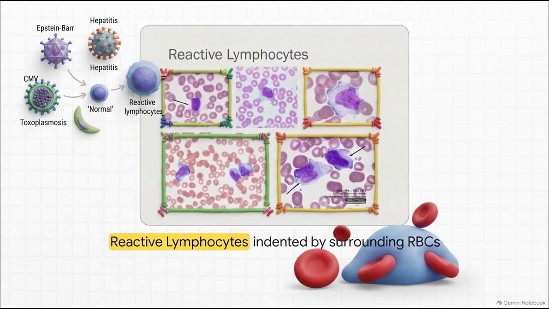And as you can see perfectly here, their abundant light blue cytoplasm just gets completely squished and indented by the surrounding red blood cells. We call this the classic Crayola outline. It's like the red blood cells are pressing into this soft cytoplasm, giving it a stretched, flared, irregular border.